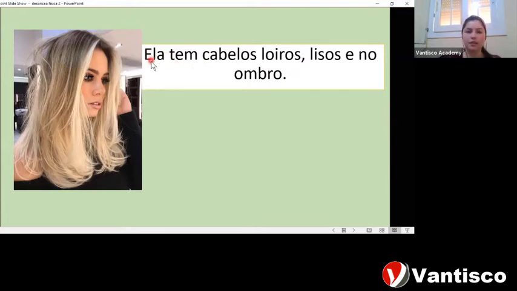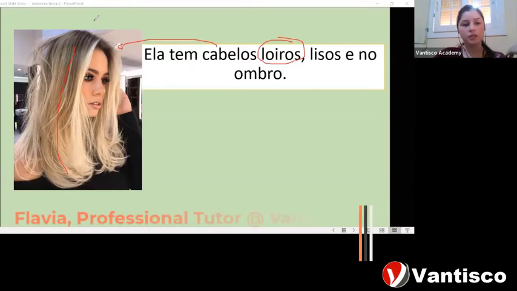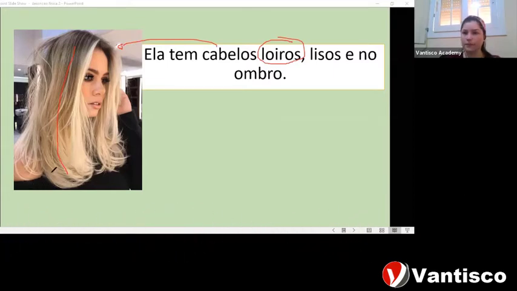Ela tem cabelos loiros, lisos e no ombro. Okay, so cabelo or cabelos means hair. It's in the plural here, however, we can say it in the singular form, there's no problem. Loiros means the color of her hair, blonde hair, as we saw in our previous slide. Lisos, straight hair. No ombro means shoulder length. It's not exactly on her shoulder, but you can say shoulder length. Okay, there's no problem.